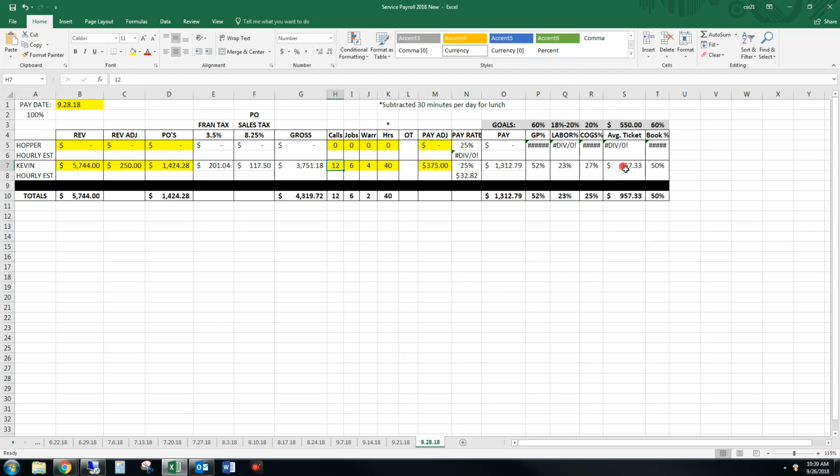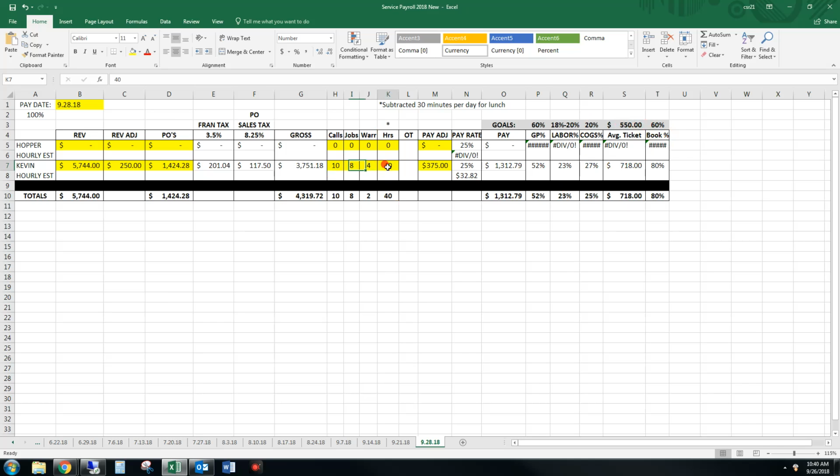It also adjusts his average ticket. We want to know his average ticket should be 550. If he does 12 calls and 6 jobs, his average ticket is 957.33. If he does 15 and he does 8, it's 718. See how this stuff starts to adjust? 718 still, 80%, but he's where we want him to be.